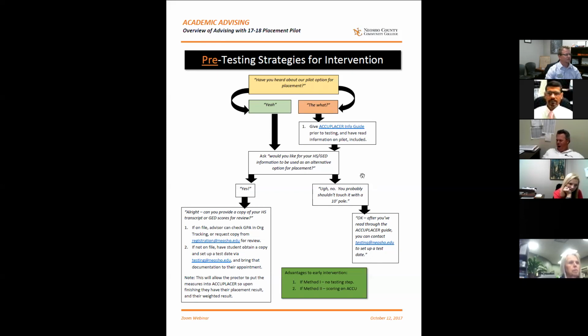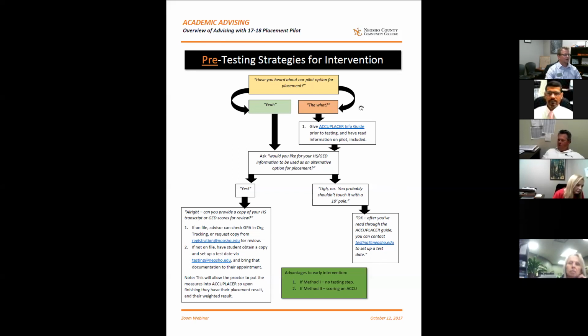So if you're meeting with a student before they've tested, there's some advantages we'll talk about here in a second. But really it just starts out with asking them if they're aware or if they've heard of the pilot option for placement. So pretty simply, if it's yes, then you want to go ahead and ask them if they're interested in being evaluated using that and supplying their high school or GED information.